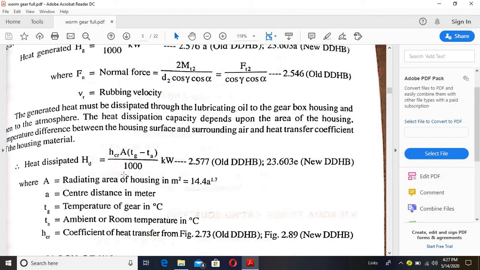A is nothing but the center distance, small a. Tg is the temperature of the gear. Ta is the ambient or room temperature. Hcr is the coefficient of heat transfer. From the figure, we are taking it from figure number 2.89.